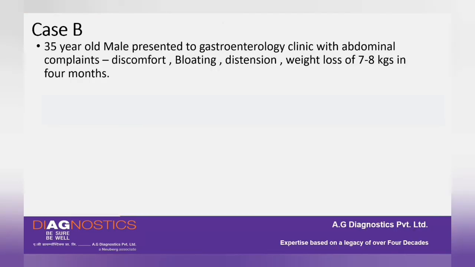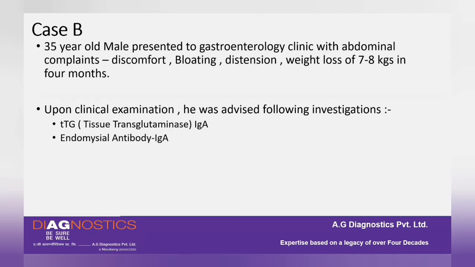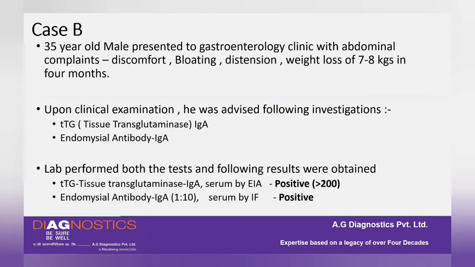There's another case here, a 35-year-old male who presented to gastroenterology clinic with abdominal pains like discomfort, bloating, distension, and weight loss of 7 to 8 kgs in the preceding 4 months. Upon clinical examination, he was again advised TTG and endomysial antibody, and both TTG as well as endomysial antibody were positive.